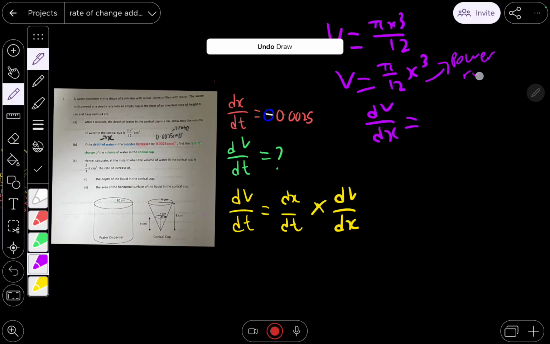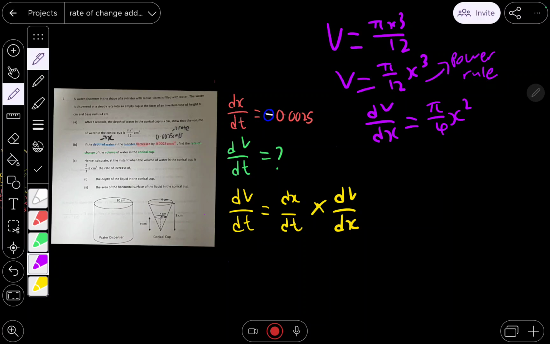Power rule. So power number comes down. Pi over 12 times 3, pi over 4 x squared. Okay? So let's find the rate of change of the volume of water in the conical cup.